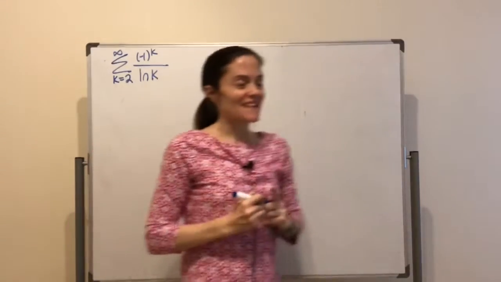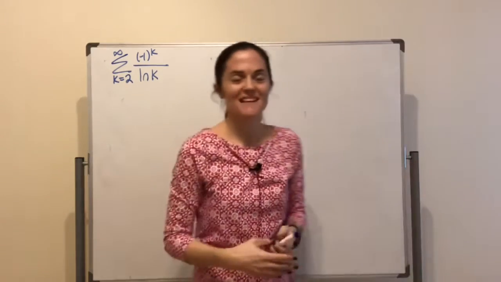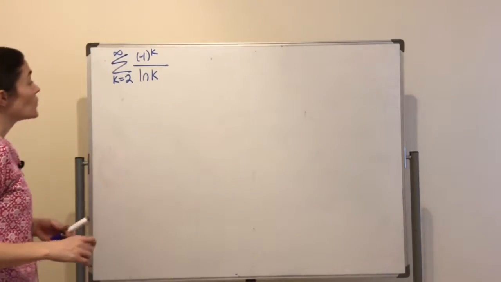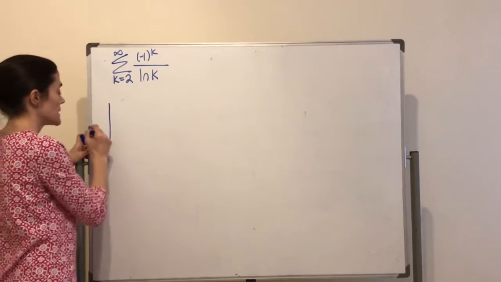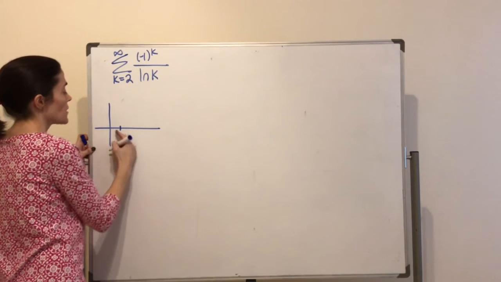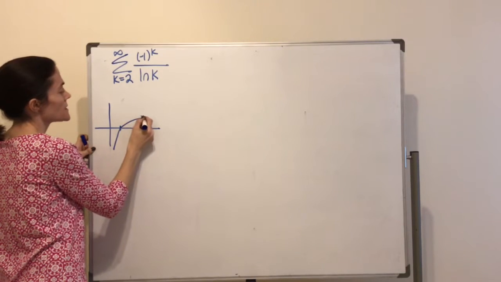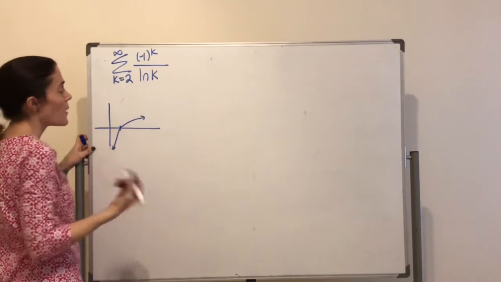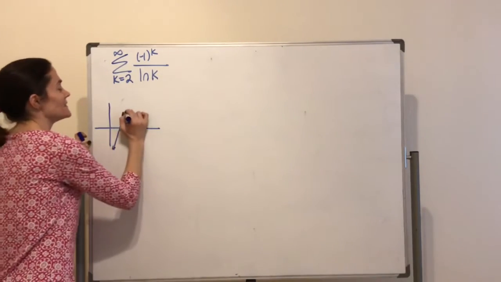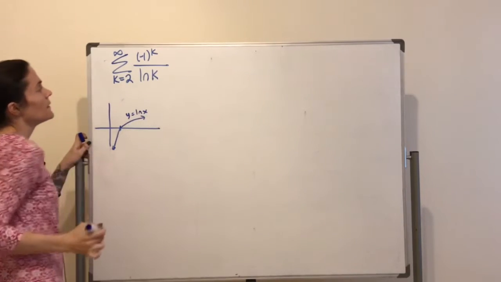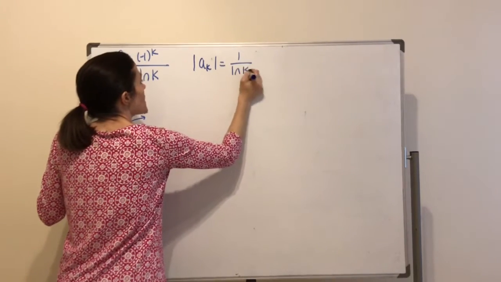How about something like this? You notice I couldn't start the sum at 1 here because the natural log of 1 is 0, which makes the term undefined. Well, this is definitely alternating, because the natural log goes through the point 1, 0, and as long as we are bigger than 1, the natural log is positive, so we have this minus 1 to the k. Okay. So the absolute value of a sub k here is 1 over ln k.